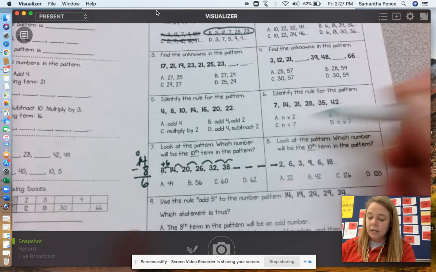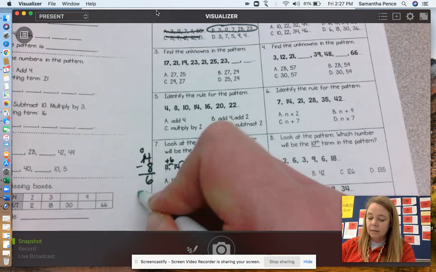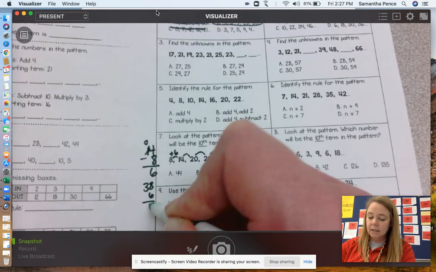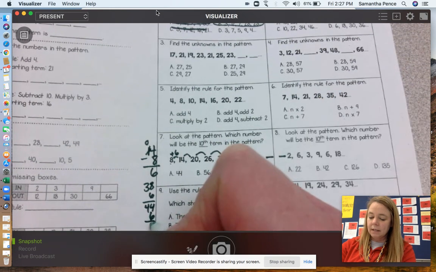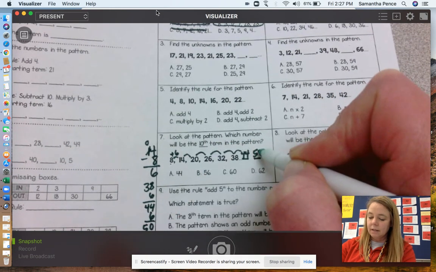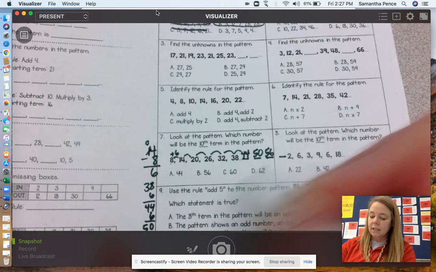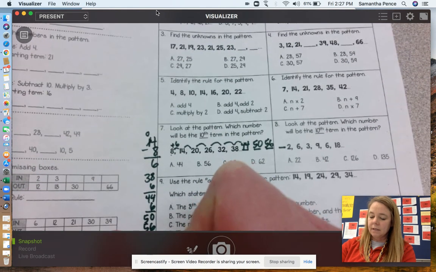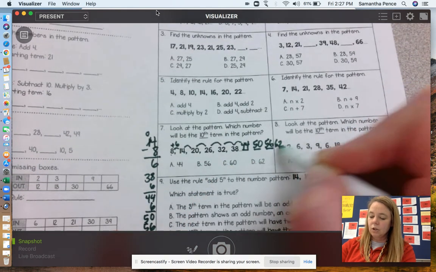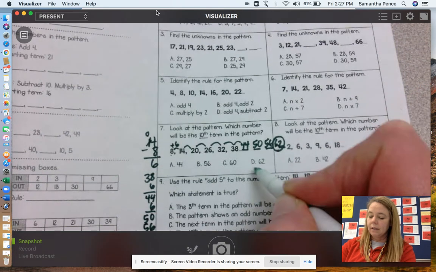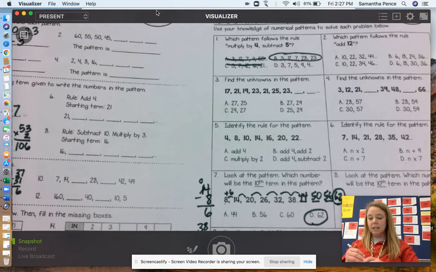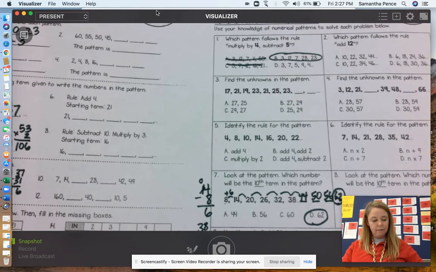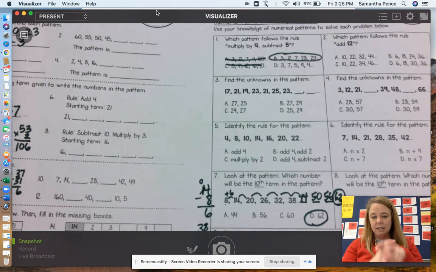Well, 38 plus 6. Let's do some math over here. 38 plus 6 is 44. 44 plus 6 is 50. 50 plus 6 is 56. 56 plus 6 is 62. That's the 10th number. So D, 62 in my pattern. Okay? All right. Your job is to finish the rest. That's your homework for tonight. And I look forward to seeing it later.